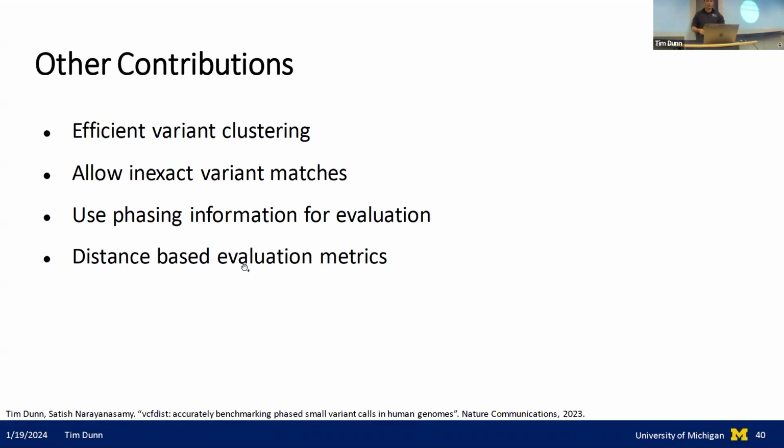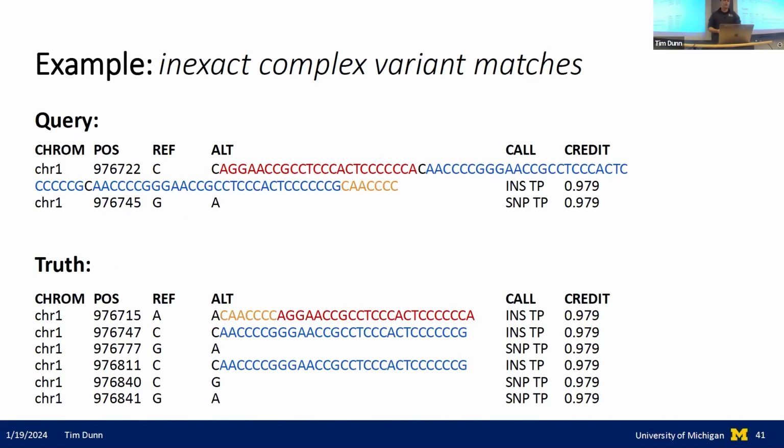And then we also proposed some distance-based evaluation metrics. So I'm not going to cover most of these changes. I just did want to briefly show an example of inexact variant matching.